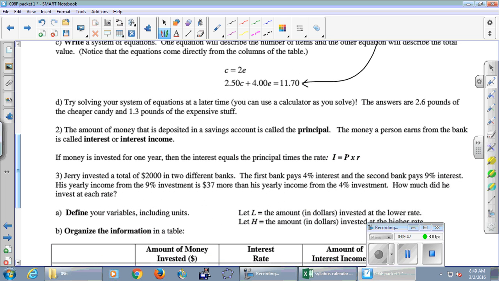I've given you the answer here in part D. It's 2.6 pounds of the cheap stuff and 1.3 of the expensive. You can verify later. Okay, let's move on to number 2.